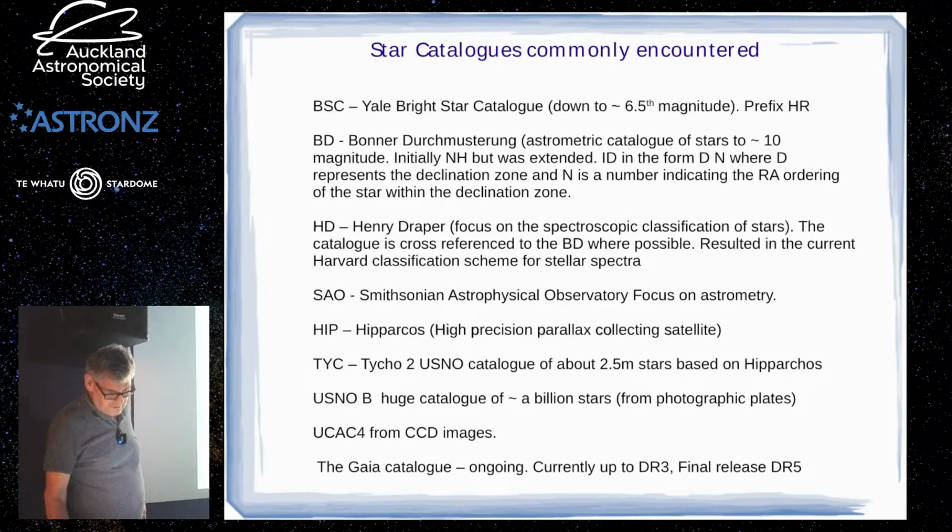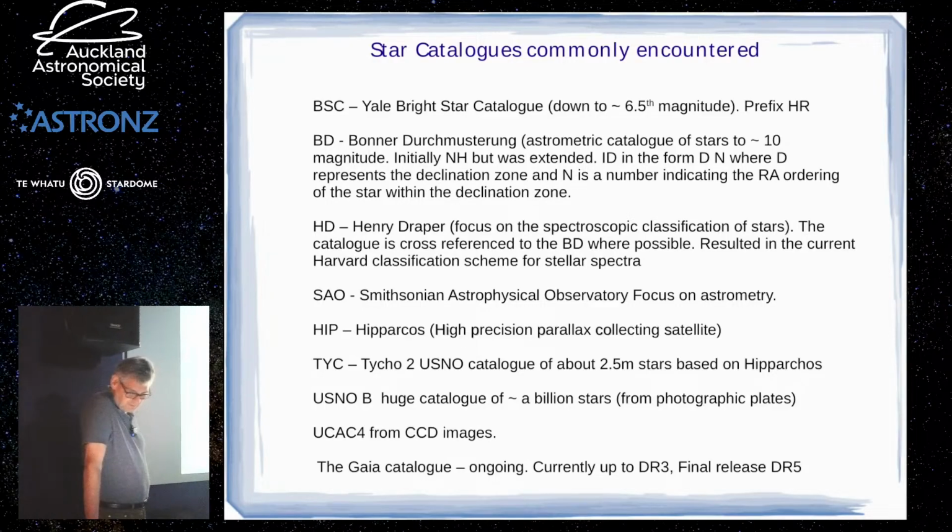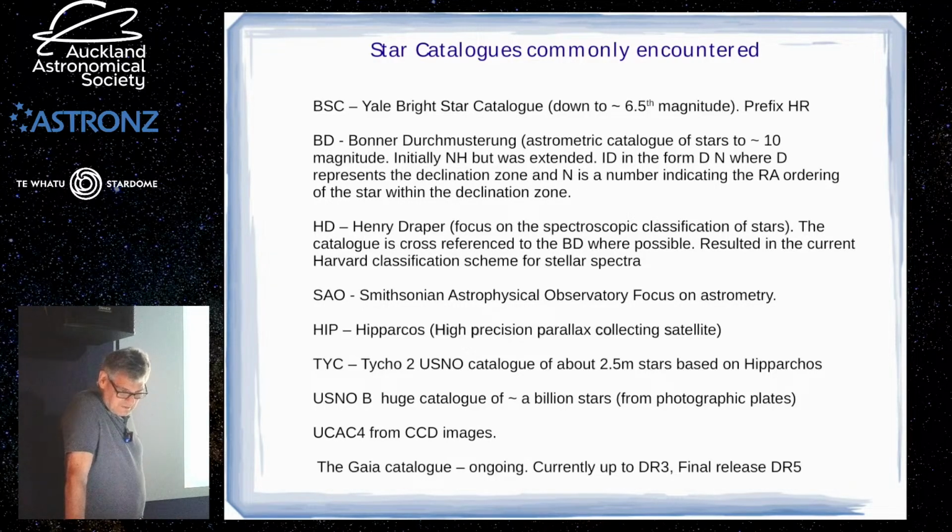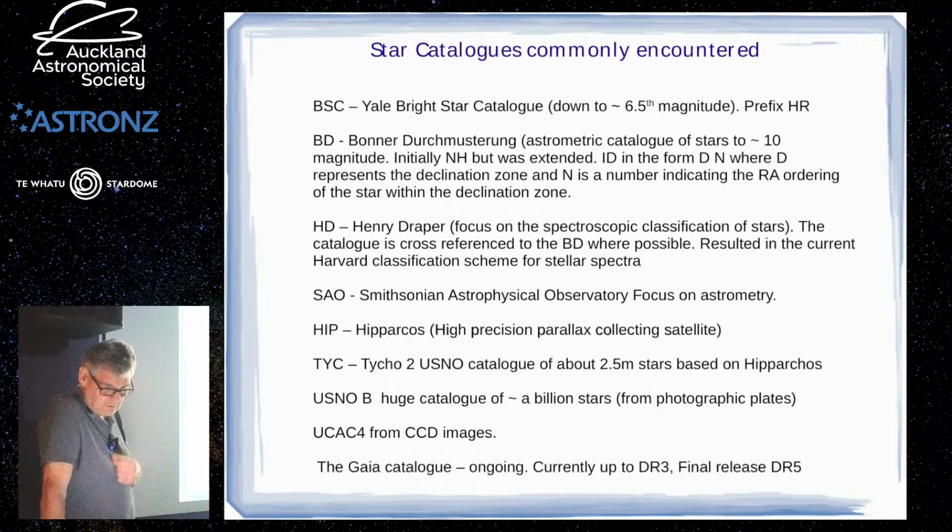Somebody already mentioned the Smithsonian Astrophysical Observatory catalogue. That's sort of like an updated HD one, another astrometry-focused one. And again, the Hipparcos catalogue. The Hipparcos one was a bit of a play on the name of Hipparchus, the ancient Greek astronomer, formed from the words High Precision Parallax Collecting Satellite. So this was the precursor or forerunner of the Gaia satellite.